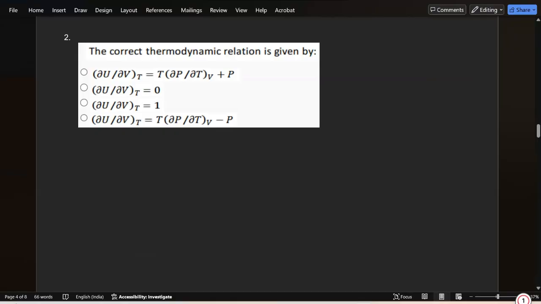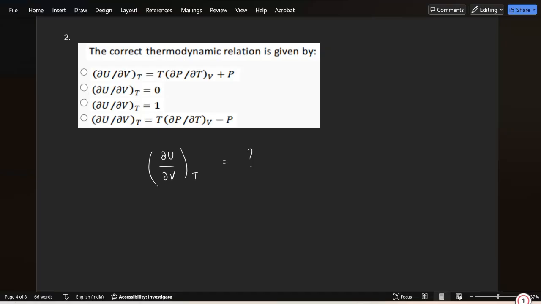Now next is, what is the thermodynamic relation? What do we need here? We want del U by del V at constant temperature. So how can we get that? This is what we want. How do we go about solving this?